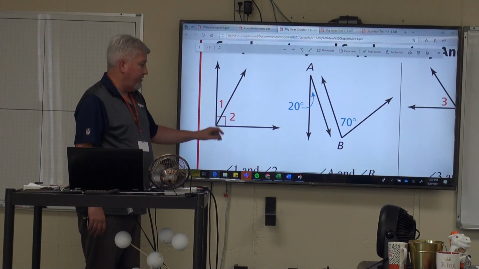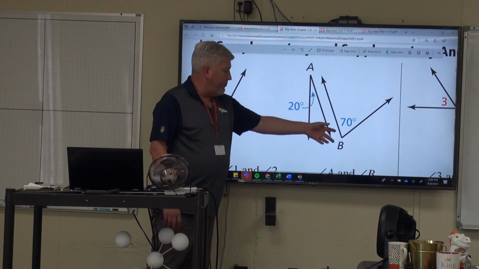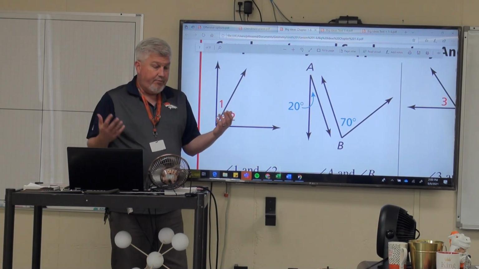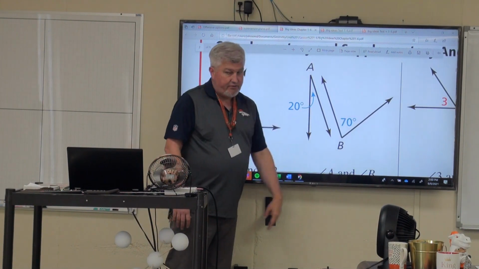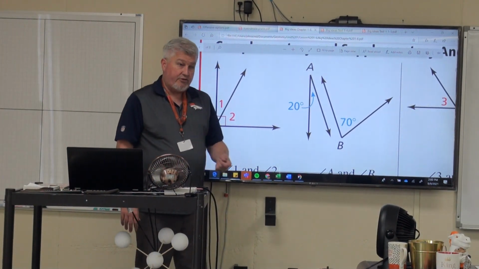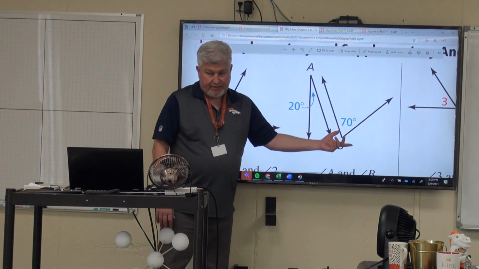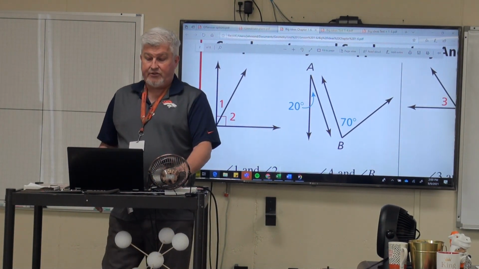They are complementary. Over here, angle A and angle B are not adjacent. They're two separate angles hanging out in space. One is 20 degrees, one is 70 degrees. So when you put those together, 20 plus 70 is 90. That means angle A and angle B are complementary. A is a complement to B.